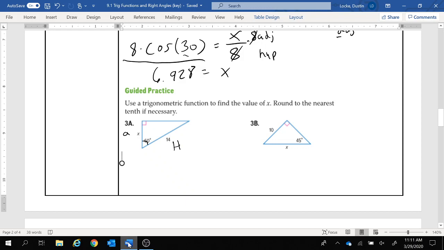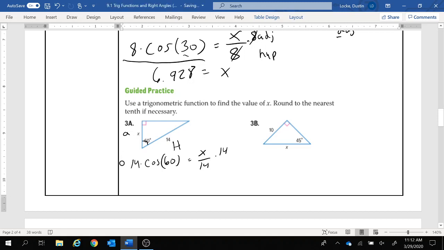I think we're recording. Okay, so that's your hypotenuse side. So A and H, once again, there's your cosine function. Cosine of the angle equals x over 14. All right, so once again, set it up in the same format as you did before. Now we have to solve for x. So times 14 to each side.